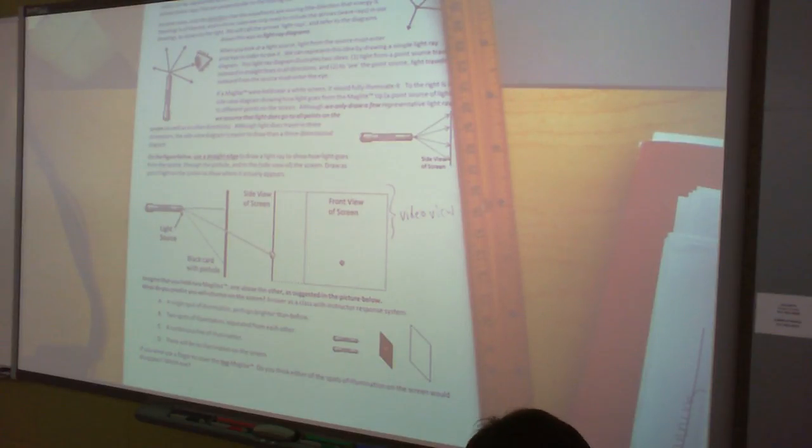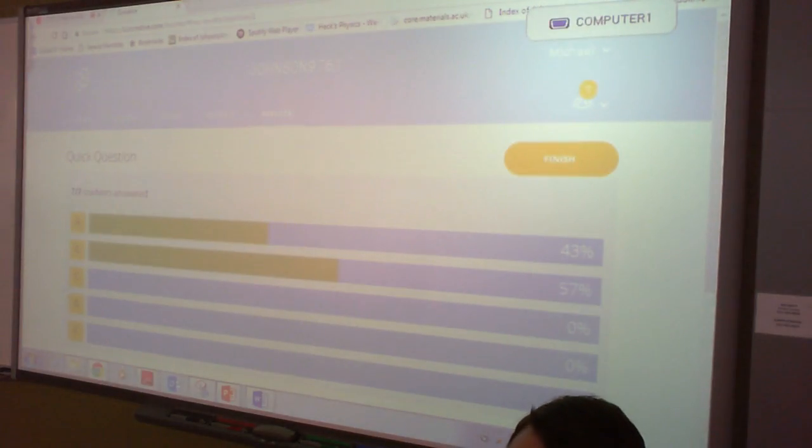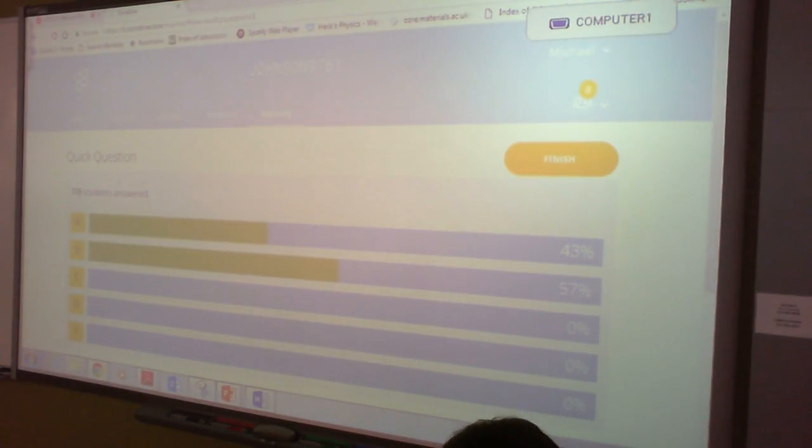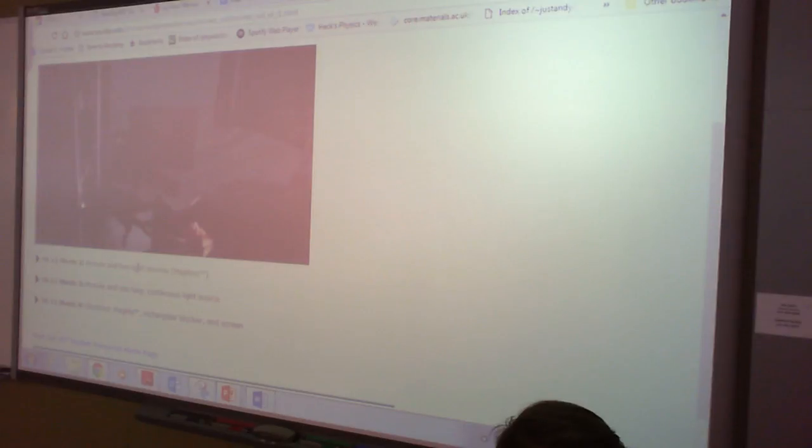All right. So it looks like we have more students for B, 2 spots of illumination, and a few for A, about 50-50, a single spot or a double spot. So let's go ahead and check and see what happens.